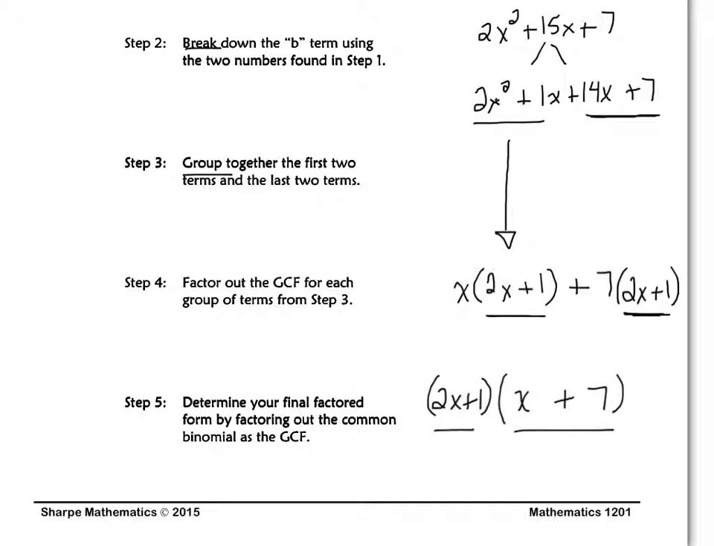So if you want, you can check to make sure that you've got the right factors by just using the distributive property, or FOIL in this case, because they're two binomials. So 2x plus 1 by x plus 7, and if you expand that, you will get 2x squared plus 2x times 7 is 14x, plus 1 times x is 1x, or just x, and plus 1 times 7 is 7. And that will combine to give you 2x squared plus 15x plus 7. So you're done. It is correct.